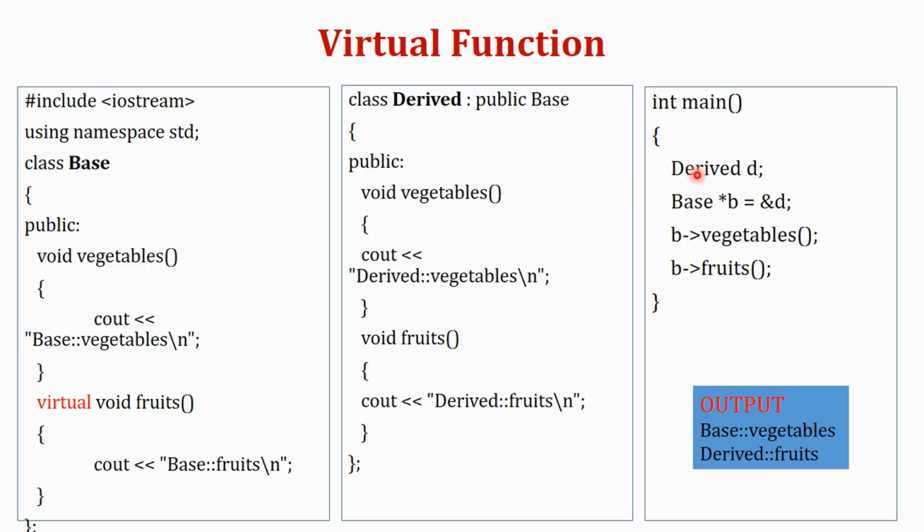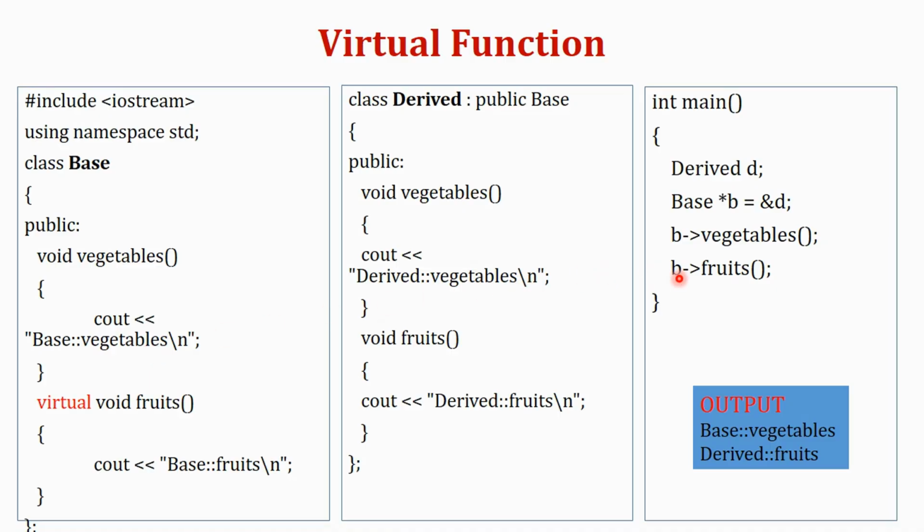So now the object is created. Now the object is created from the derived class. The pointer variable is created from the base class. The base class pointer holds the address of the other object. So now b dot vegetable. In that case, what will happen? Here also vegetable is there, and in the derived class also vegetable is there. So now the compiler will get conflicted. Now automatically the compiler will execute the base class function. So now the result is base vegetables.